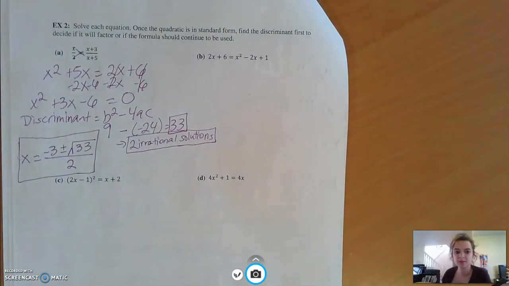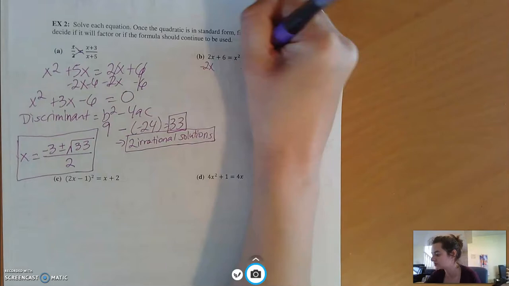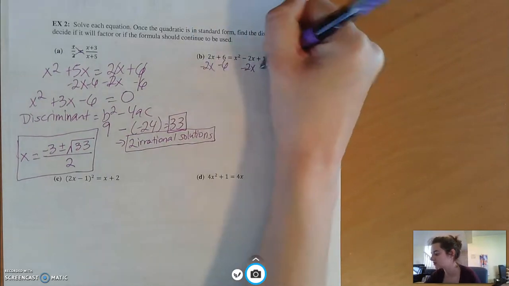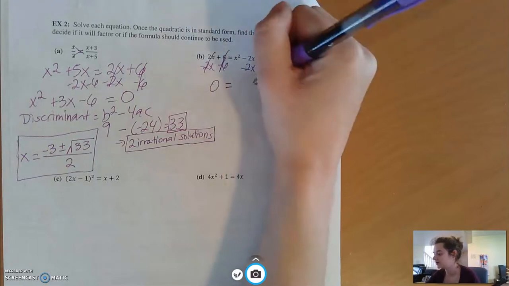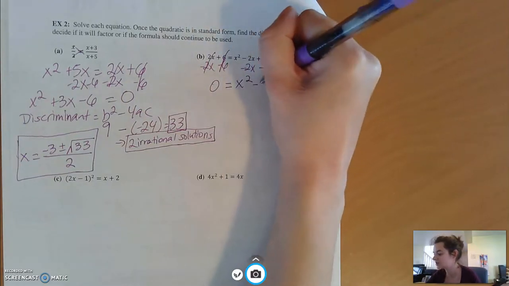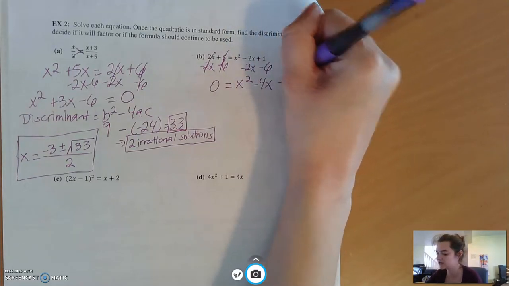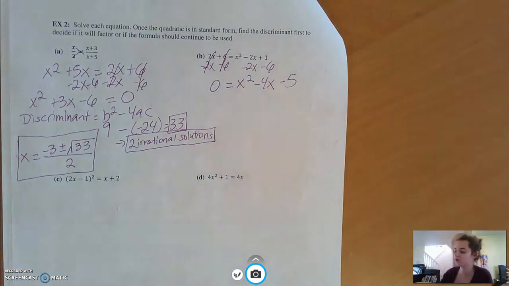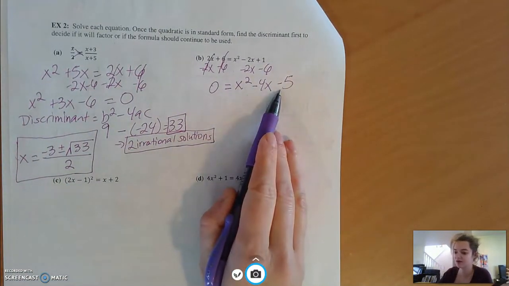Let's do another one. In part B, we've got 2x plus 6 equals x squared minus 2x plus 1, not quite in standard form yet, but let's get it there. If I subtract 2x from both sides and subtract 6 from both sides, then my left side will be 0. On the right side, I will have x squared. I'm going to have a negative 2x minus 2x, which is negative 4x. I'll have 1 minus 6, which is minus 5. Now I'm in standard form. My a is 1, my b is negative 4, my c is negative 5.